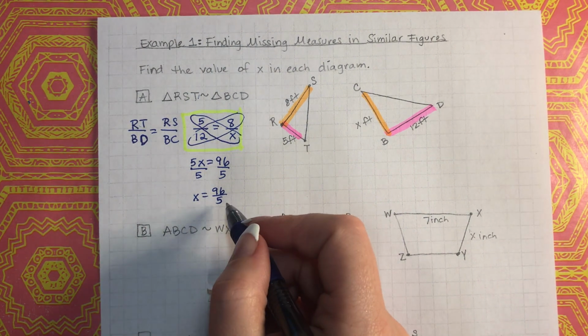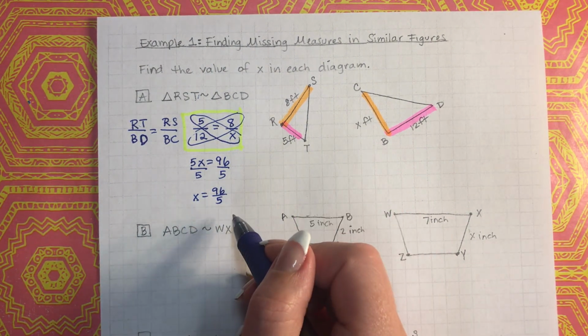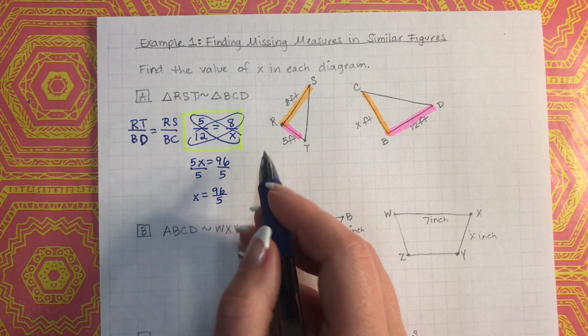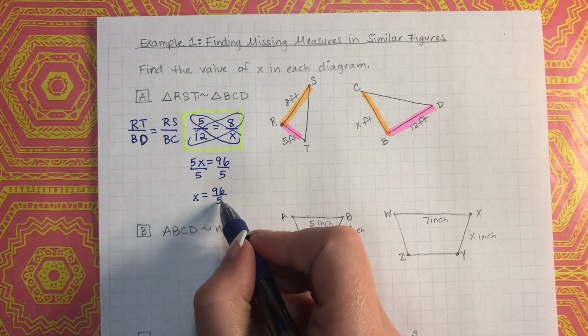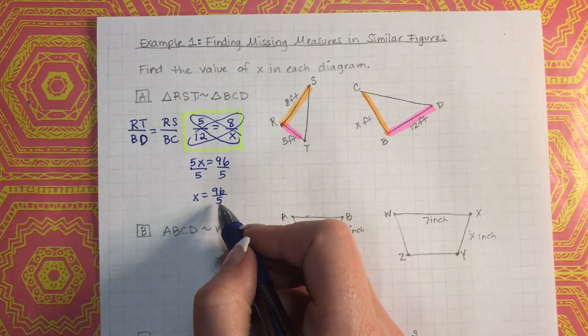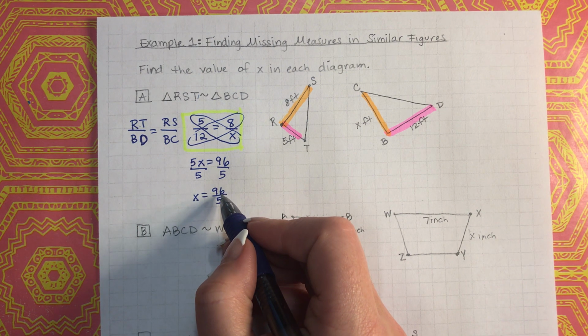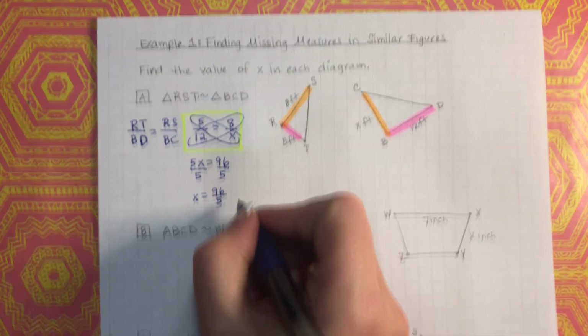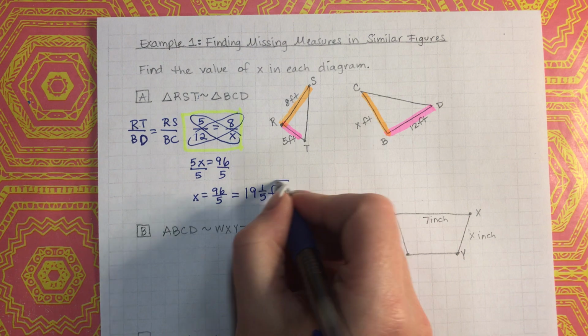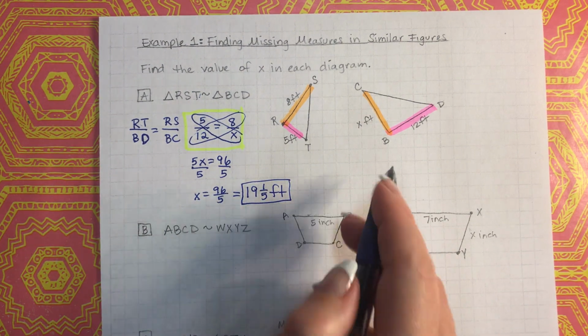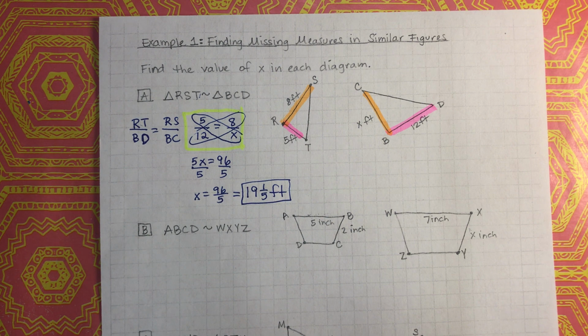So we probably want to put this as a mixed number since we're talking about feet. And that would be, 5 goes into 96. Well, it goes into 100 20 times, so it would go into 95 19 times with 1 left over, feet. Okay? That would be our answer for BC. Okay, so let's look at the next one.